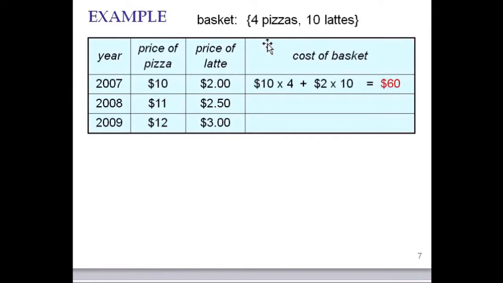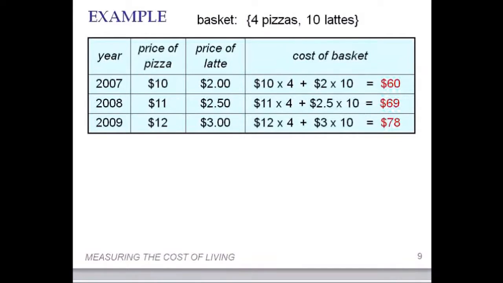For the year 2007, it will be 4 for the pizza multiplied by the price $10 plus the 10 of lattes multiplied by the price of 2. It will be equal $60. So the cost of basket for 2007 will be $60. We will do the same for the year 2008. So the cost of the basket for 2008 will be $69. And for the year 2009, the cost of the basket will be $78.